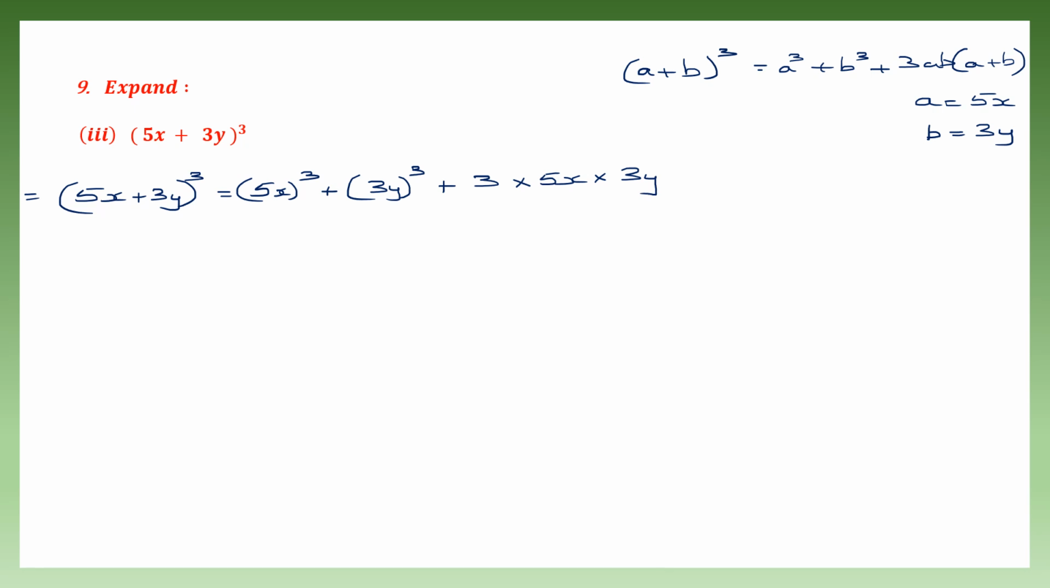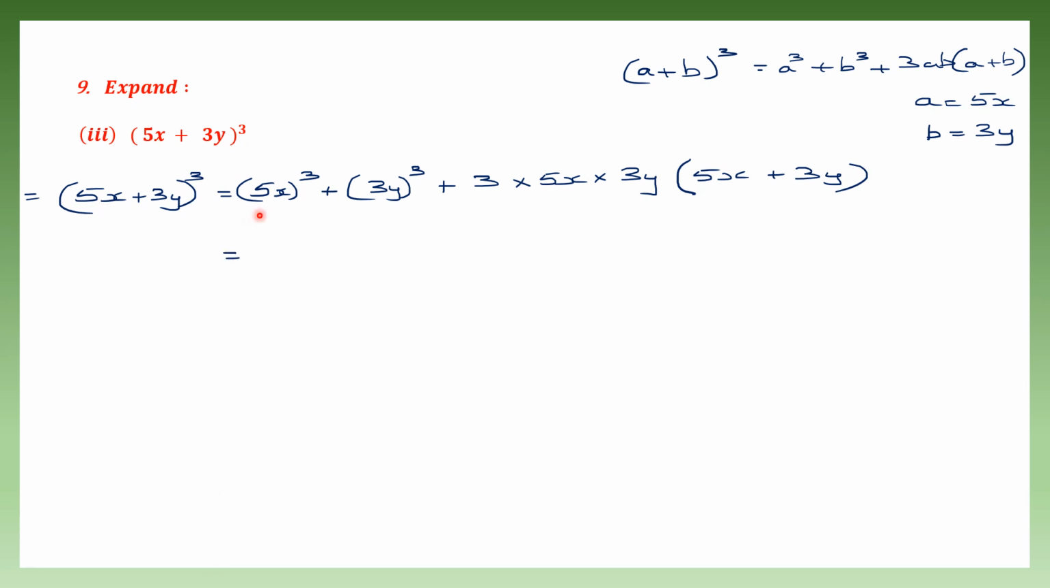So this is 3ab into a plus b, which is, what is a? 5x, and b is 3y. So we get this clear, children? We are following this format: a cube plus b cube plus 3ab into a plus b. So now let's simplify this.